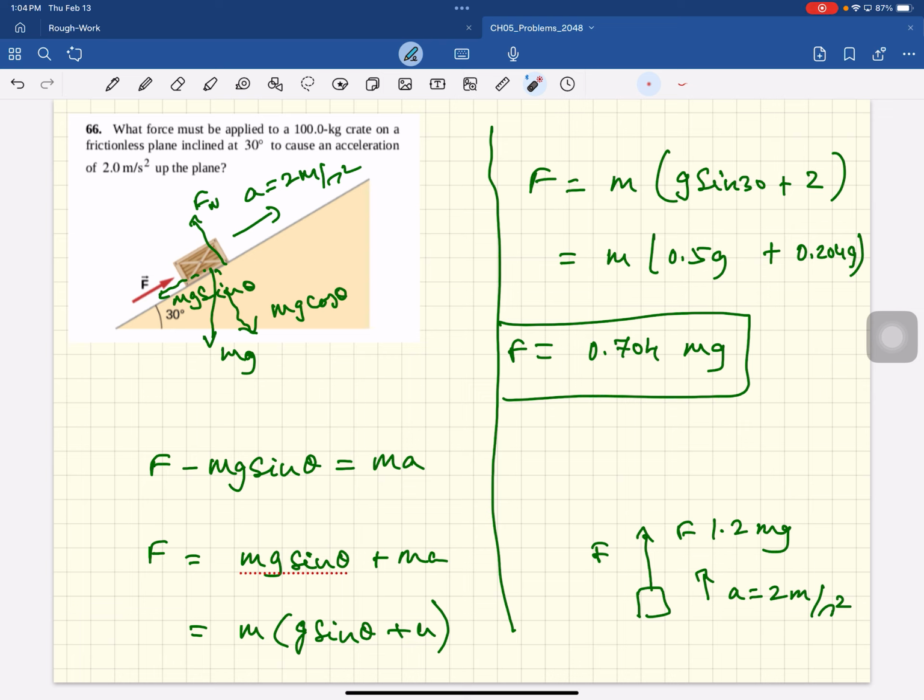Is the force the same for any object at that angle? So say you're pushing a car. That's the weight of the object. You still need like 70%. It doesn't matter what the mass of the object is. Did you understand? For any mass, as long as it's frictionless, you're applying 70% the weight.